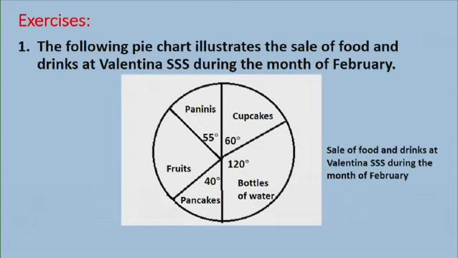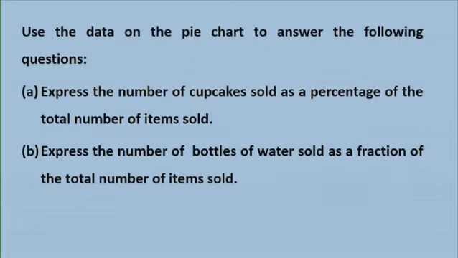So you have a first question. The following pie chart illustrates the sale of food and drinks at Valentina SSS during the month of February. So you have your pie chart. Use the data on the pie chart to answer the following questions. Part A. Express the number of cupcakes sold as a percentage of the total number of items sold.